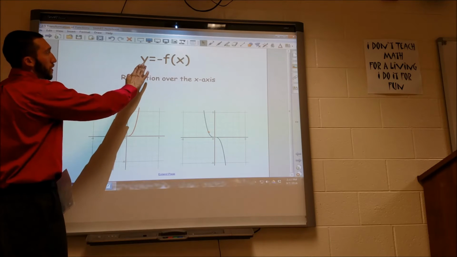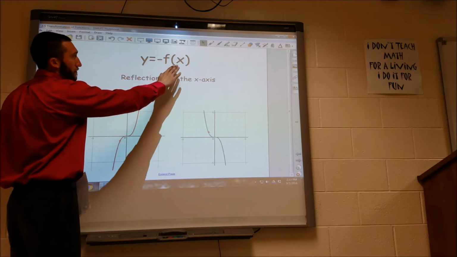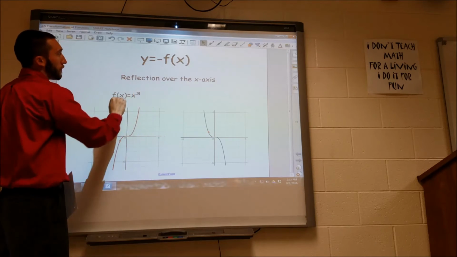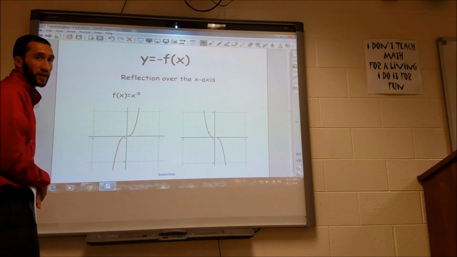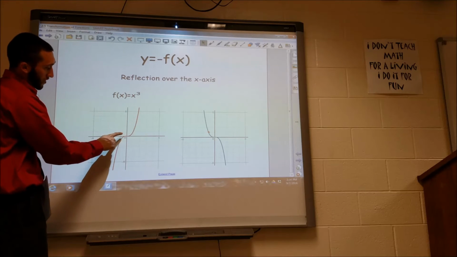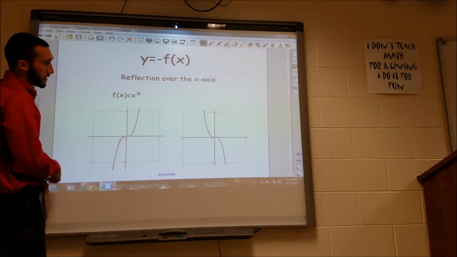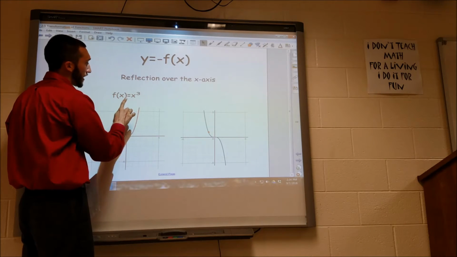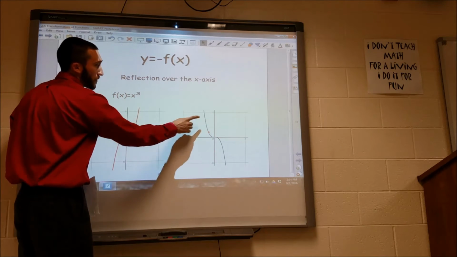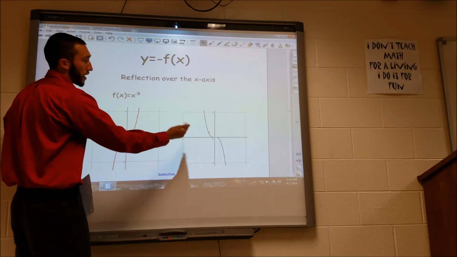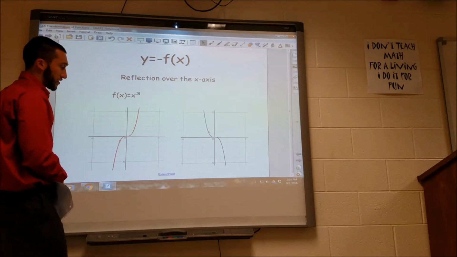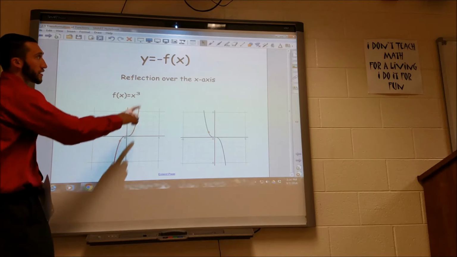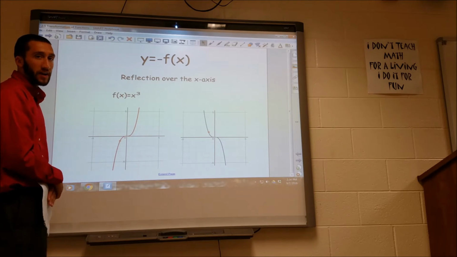Okay, let's say we want y equals negative f of x. So we're going to negate the whole function. When we negate the whole function, it reflects over the x-axis. So here we can see we have the point -1, -1. And when we put negative f of x or negative x cubed, that becomes negative 1, 1. We flip that over the x-axis. So all of our points will be flipped over the x-axis when the negative is outside of our function.